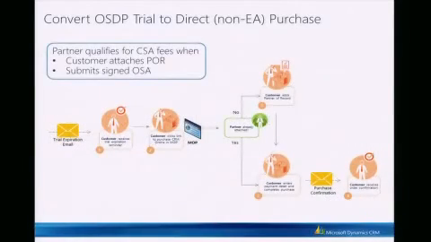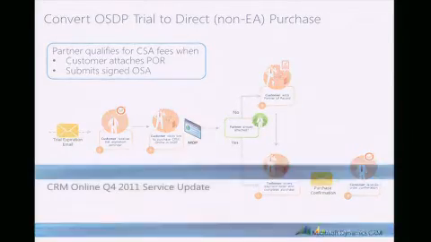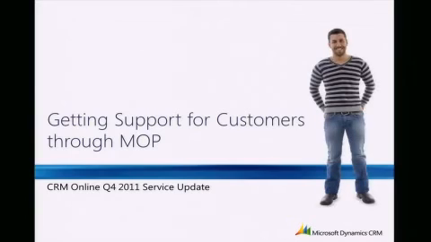For those customers to convert from a trial to a full subscription couldn't be easier. All they need to do is, once they get that trial expiration email, click the link within the email. They'll go to their Microsoft Online portal where they can indicate that they'd like to purchase the trial, they'd like to convert to a full subscription. And if they haven't assigned a partner of record, they can do so at that time. Once they've done that, that customer will get a purchase confirmation, and you, as a partner of record, will eventually get your CSA fees.